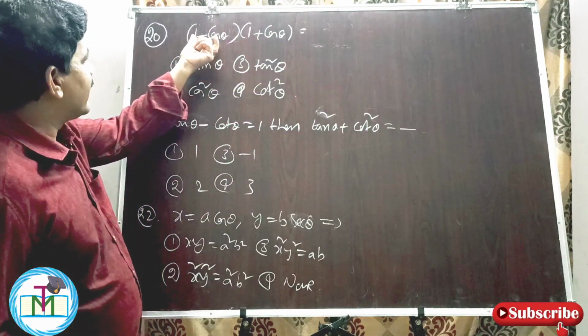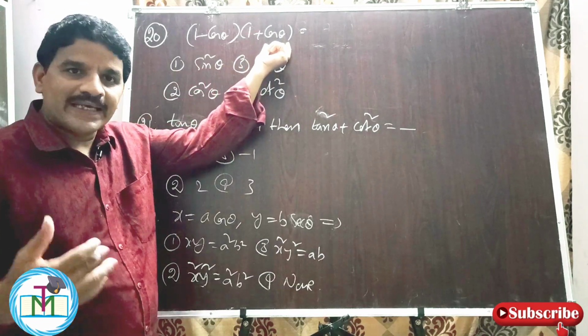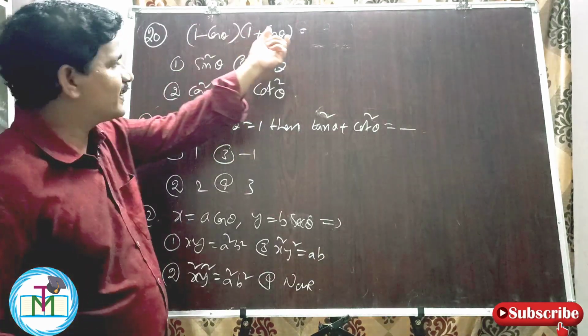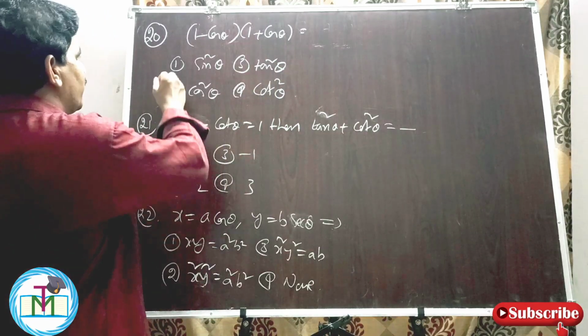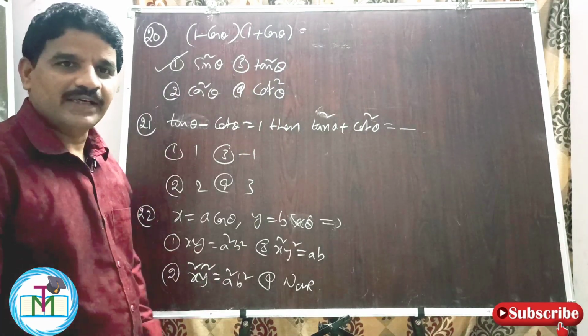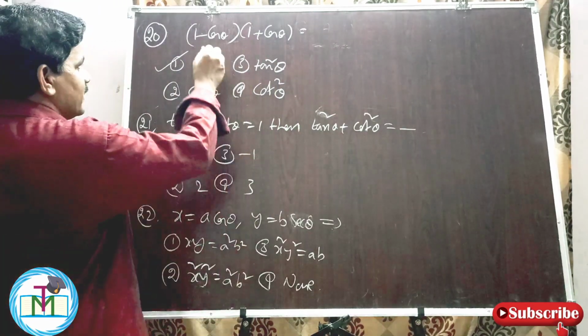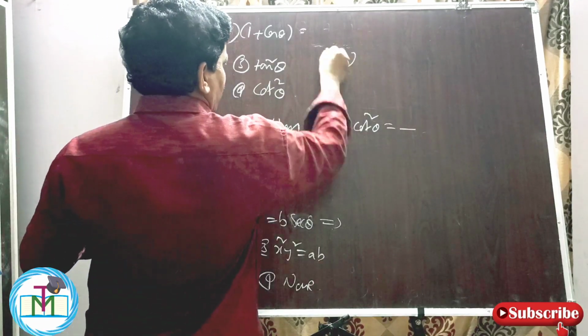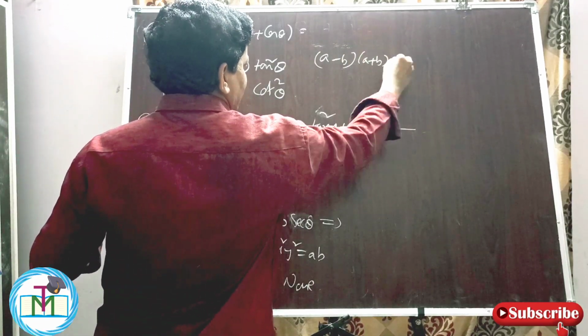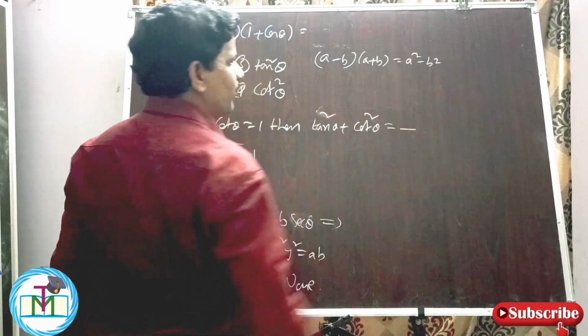So here it is: a minus b into a plus b is a square minus b square. 1 minus cos square is equal to what? Sin square. Option 1 is the right answer. Very simple question. This is a minus b into a plus b is equal to a square minus b square.